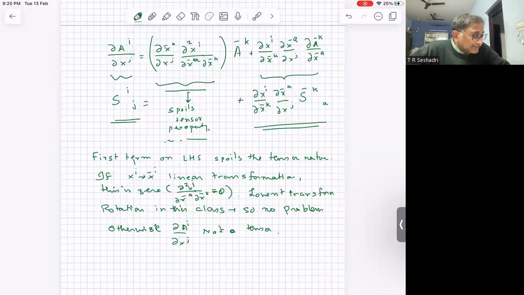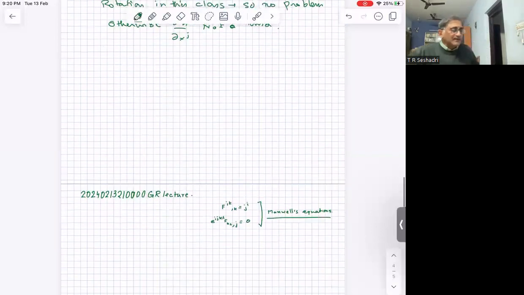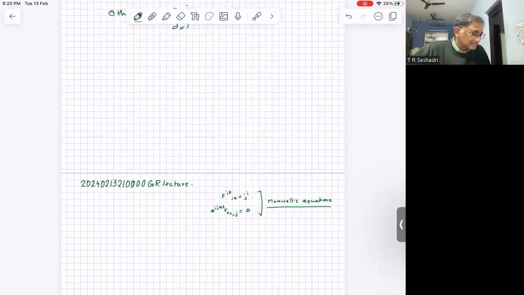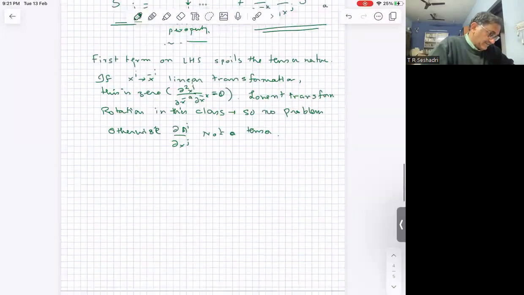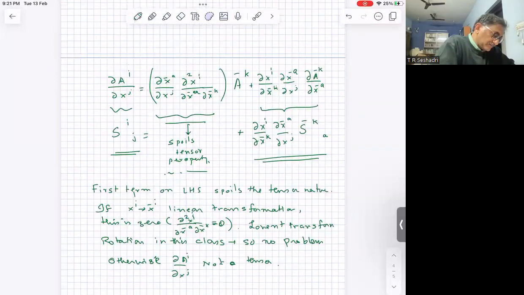But the problem will come the moment I go to even a simple thing like from Cartesian to polar, because polar coordinates are related to Cartesian coordinates by nonlinear transformation. And that is why, for example, ∂/∂r or ∂/∂φ is not a vector. Okay? So now let us see how to deal with this situation. So let us start with the case of vectors, and so let me just copy this here.